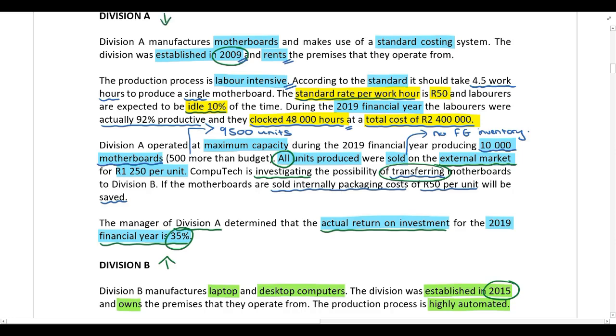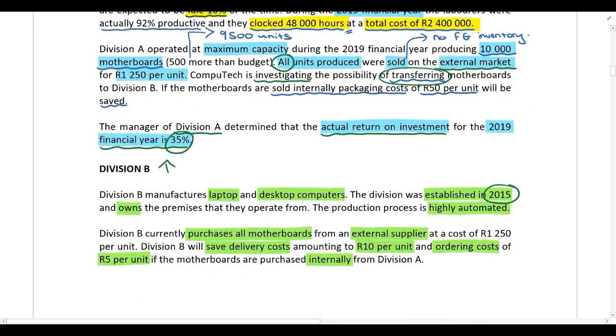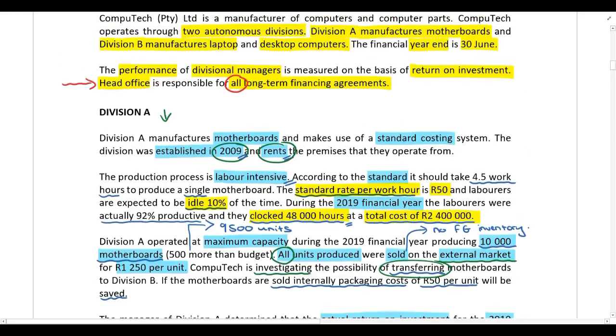But that's not the only difference between the two divisions. We also know that Division A rents the premises that they operate from, whereas Division B owns the premises that they operate from. So once again, this tells us that Division B has a higher asset base and Division A has a lower asset base.